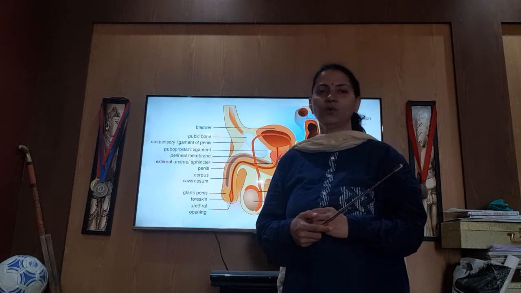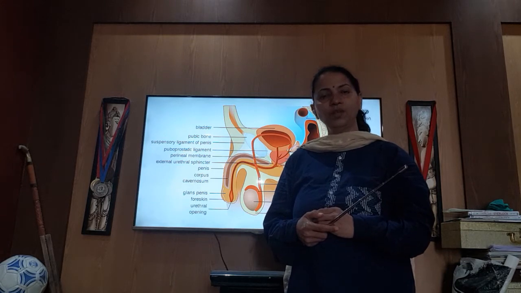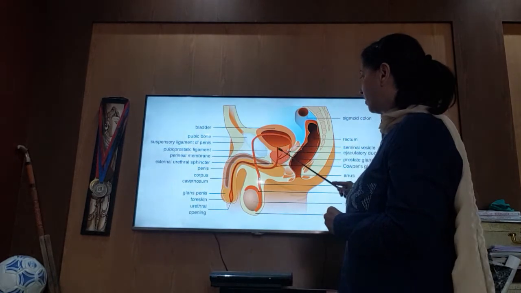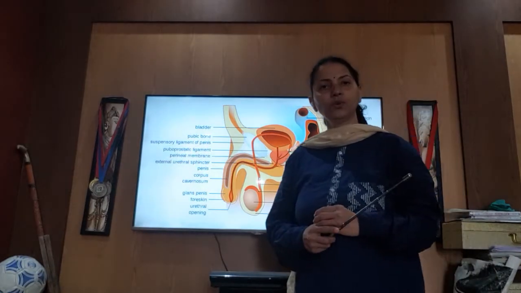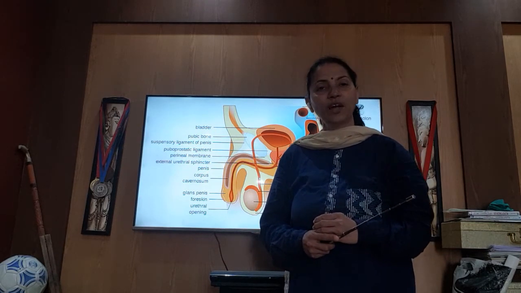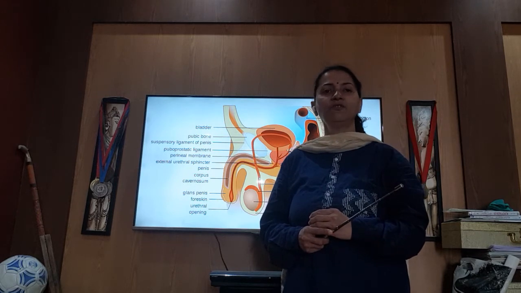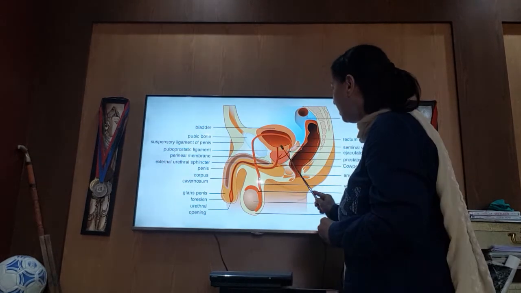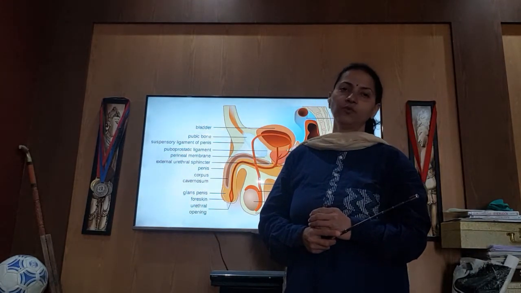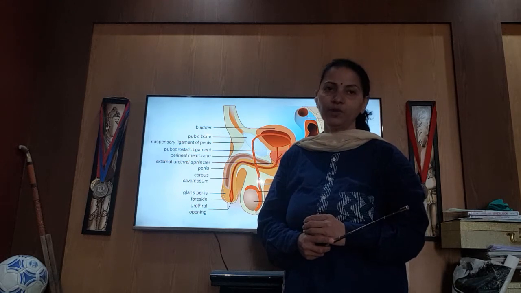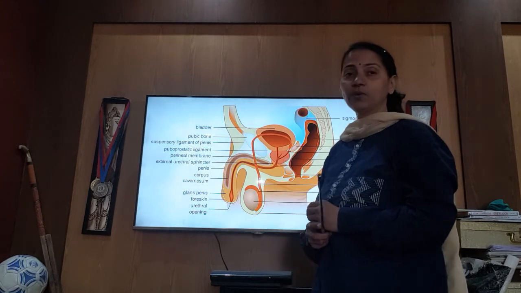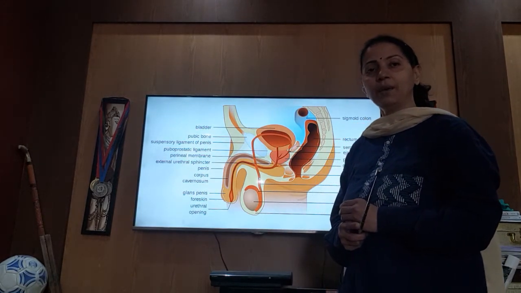Then the second zone was the middle zone, which contained around 25% of this gland. So 70% formed the outer zone, 25% formed the middle zone, and 5% formed the periurethral zone. Now the periurethral zone was prone to benign prostatic hypertrophy, BPH in other terms, that you know. So this was the division in zones by McNeal.